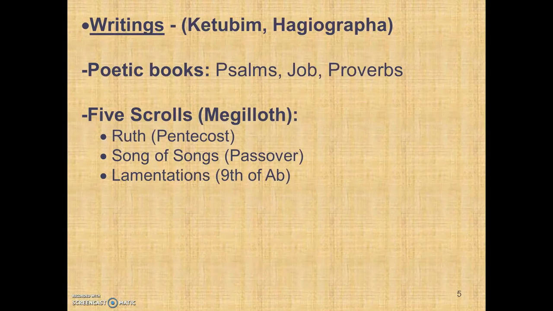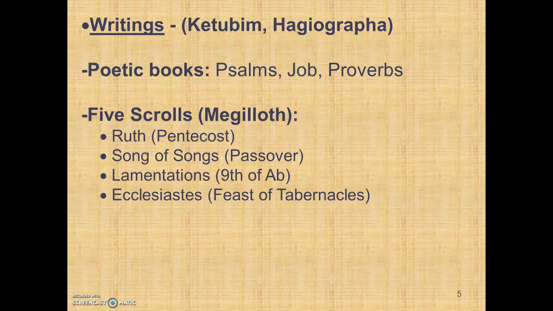Lamentations commemorates the destruction of Jerusalem and the temple when King Nebuchadnezzar, King of Babylon, sacked Jerusalem in 586 BC. Ecclesiastes is associated with the Feast of Tabernacles and the celebration of life and eating and drinking and being merry. And then Esther celebrates Purim, the failure of the plot to destroy the Jews by Haman in Persia.